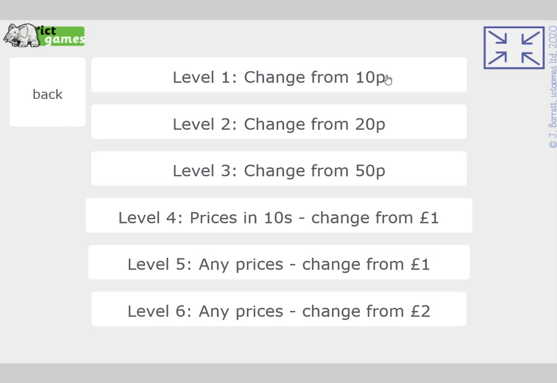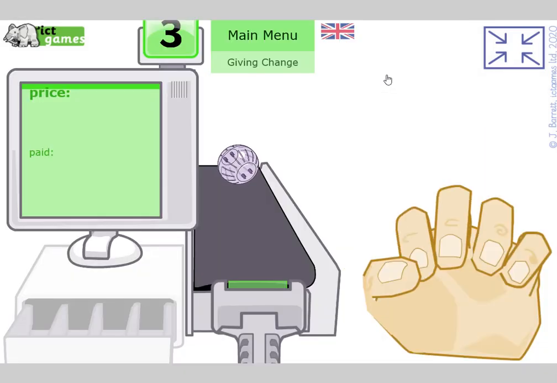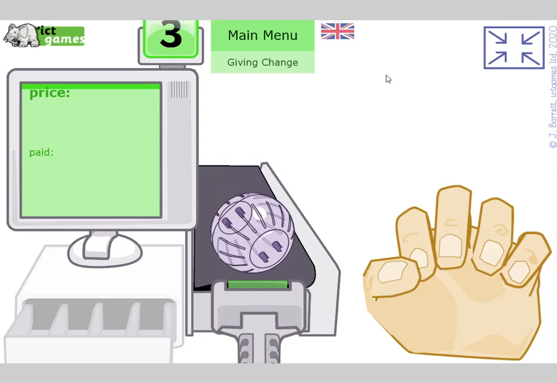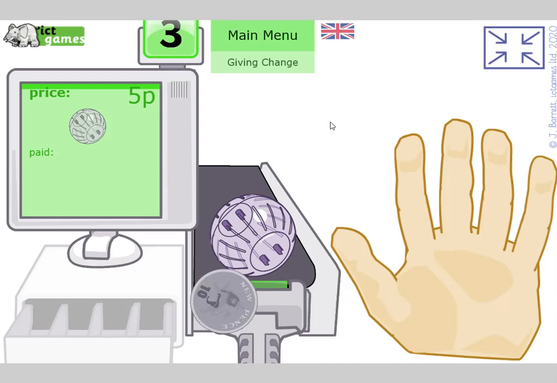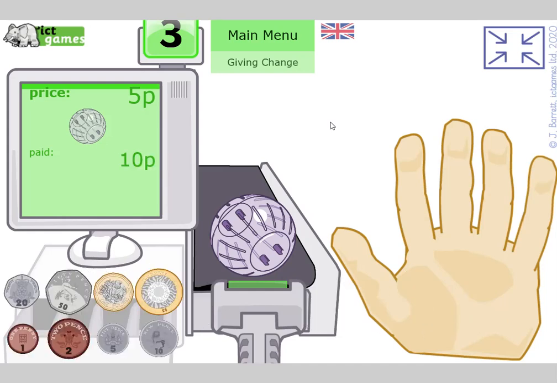So I'm going to give change from 10p. Now you're the shopkeeper. You have to scan the items. The customer will pay you some money, and you have to give them their change. Sorry about that. Right. Okay. Now let's just look at how change works. What happens is, you go to the shops.